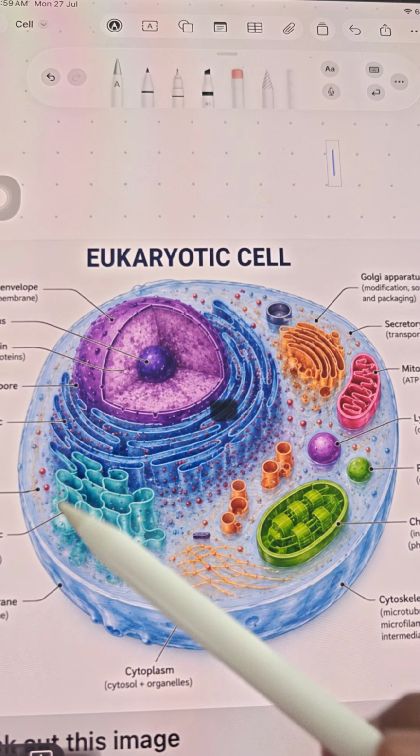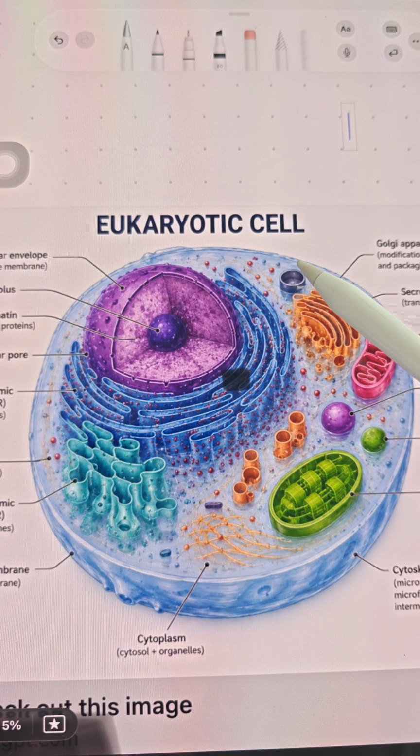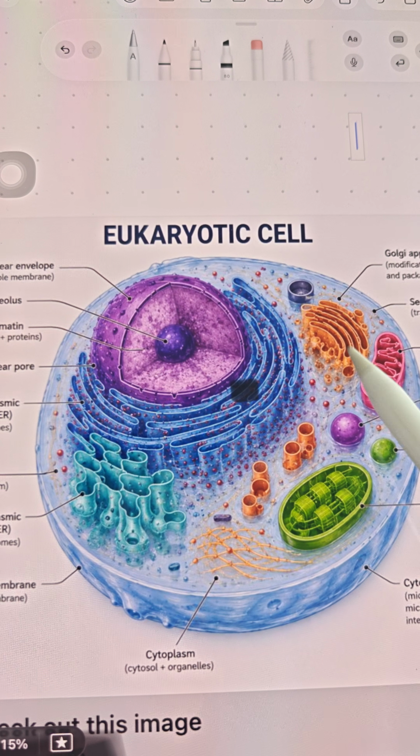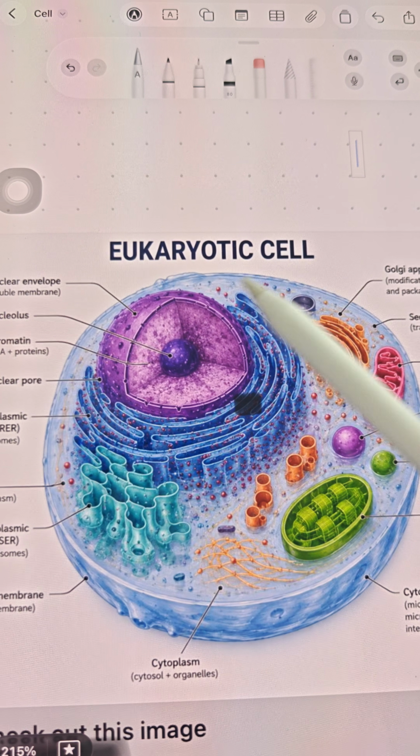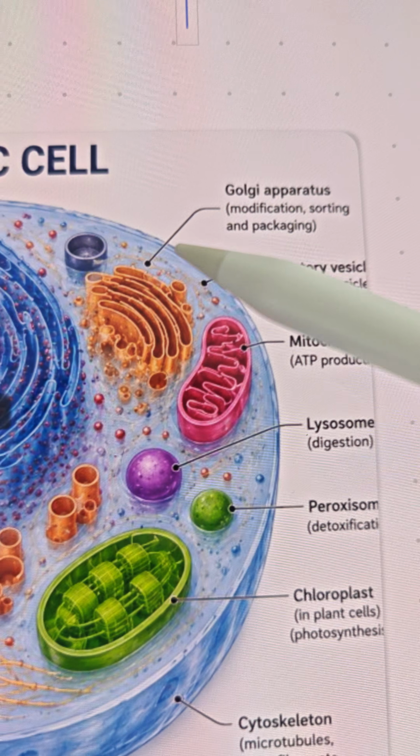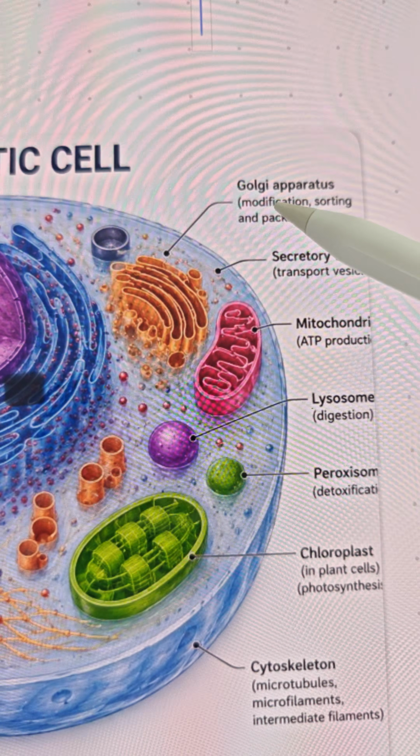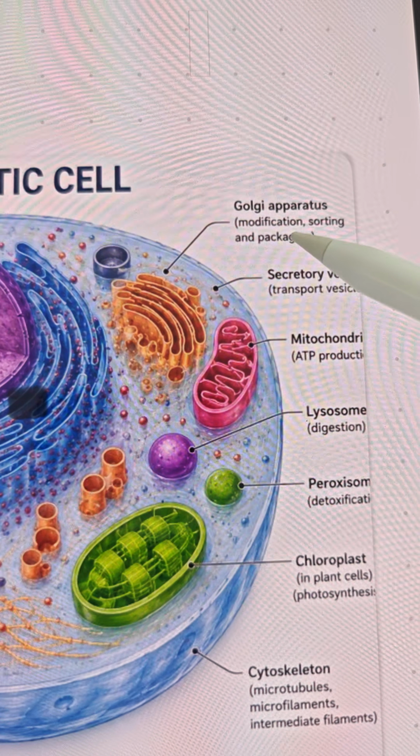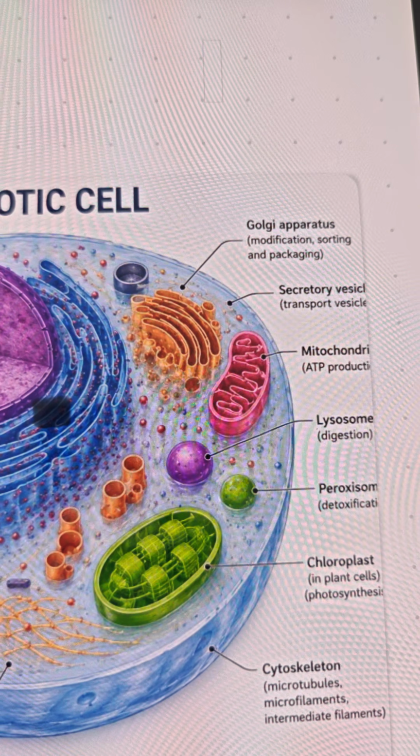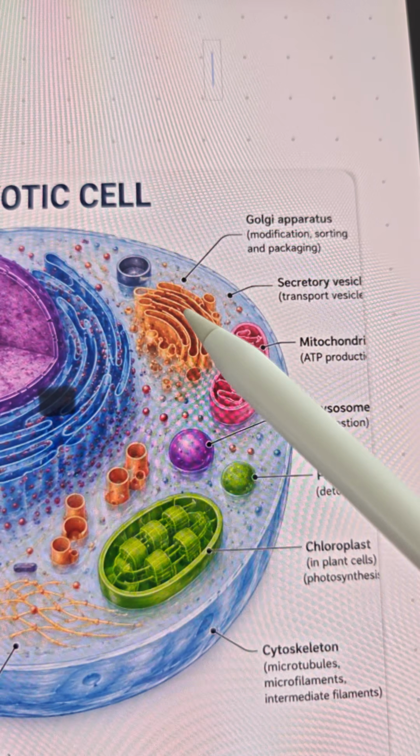In this, the outer layer of the eukaryotic cell is the cell wall and the plasma membrane, which protects the cell. Inside the cell there is cytoplasm, and within this cytoplasm matrix you will have different types of cell organelles. We will go one by one. The orange one you can see over here is the Golgi apparatus. Its basic function is modification, sorting and packaging. We will study it in detail later.